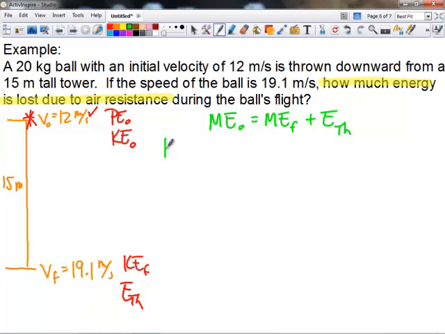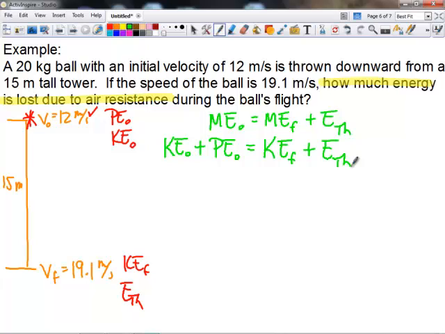Mechanical energy initial: in this case, we have initial kinetic energy because it starts moving. It's not at rest. We also have some initial height, so it has initial potential energy. We know it's going to be moving right before it hits the ground. And the question asks us for thermal energy. If this was the case where our air resistance was being ignored, then we would have no thermal energy. So keep that in mind.